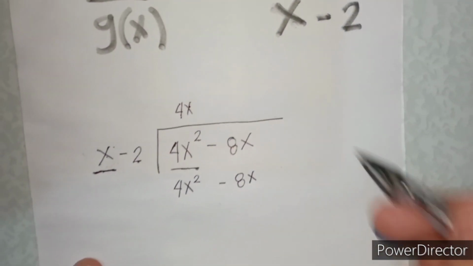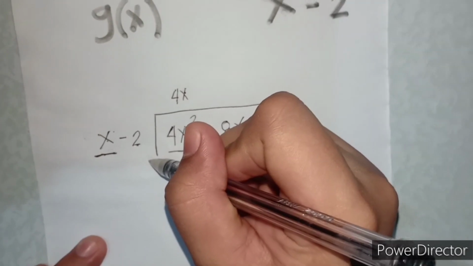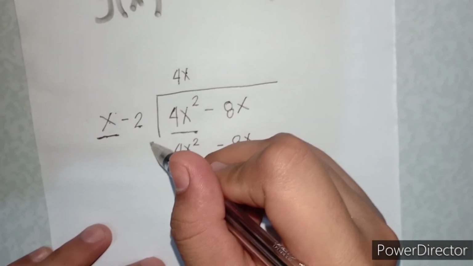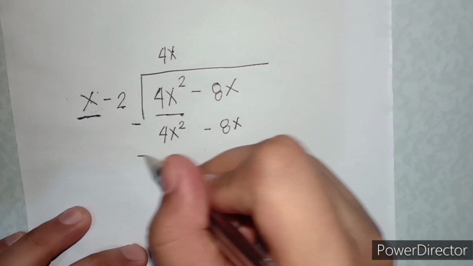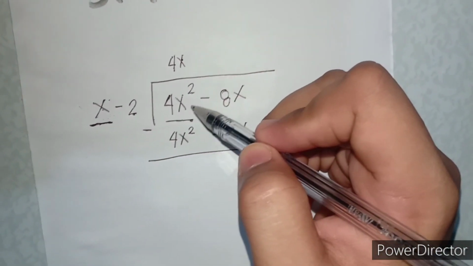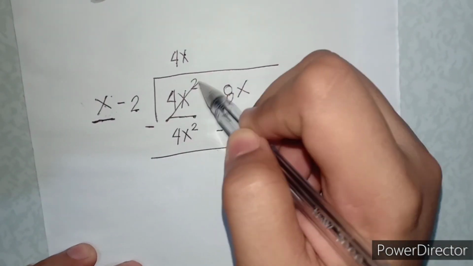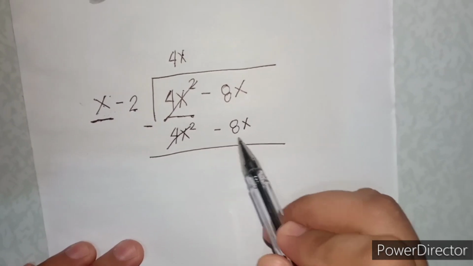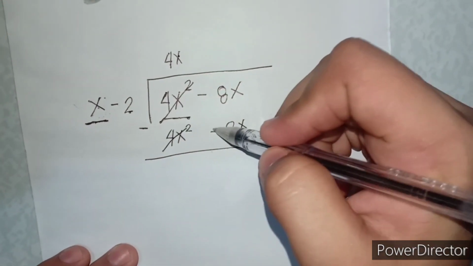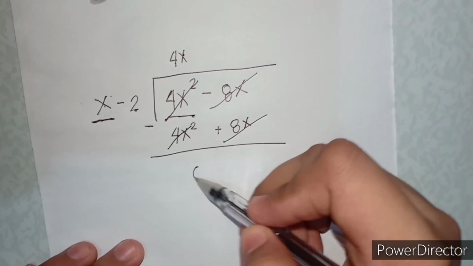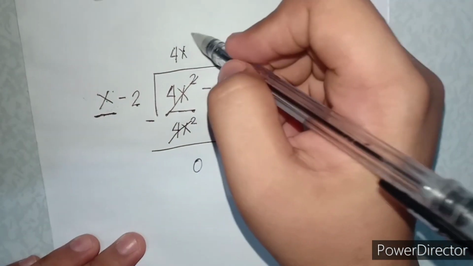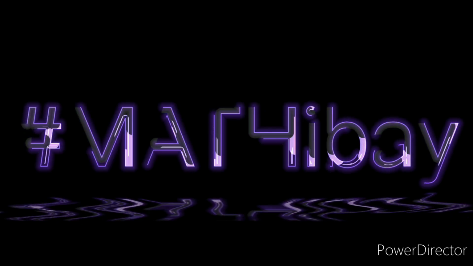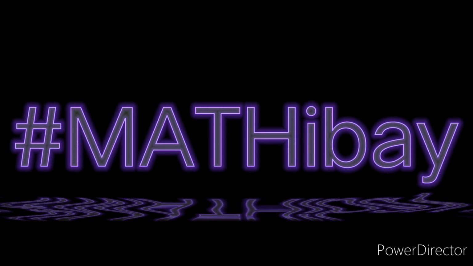And sa long division, ang lagi natin ginagamit na operation involved is subtraction. Parang sa number din, pag nagdi-divide ka talaga namang minus yan. So, wag kayong mako-confuse. 4x squared minus 4x squared is cancelled dahil 0. Negative 8x minus negative 8x is cancel, 0 kasi magiging positive yan. Tama? So, cancelled, 0, 0. Our final answer is 4x. So, 4x squared minus 8x divided by x minus 2 is equal to 4x.